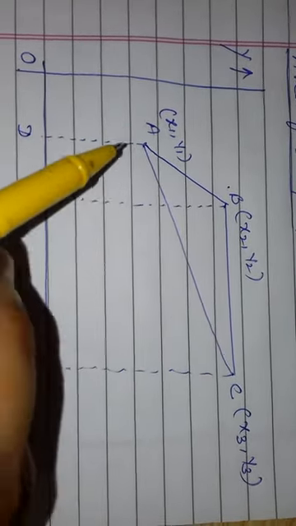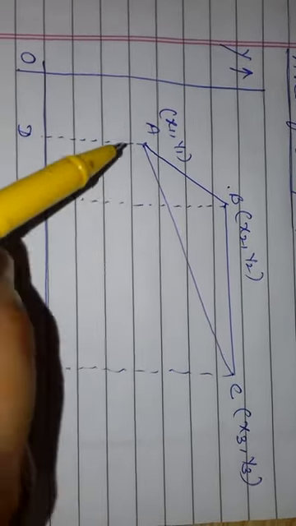So here we have written area triangle ABC is equal to area trapezium ABED plus area trapezium BCFE. So it means this whole area minus area trapezium ACFD.